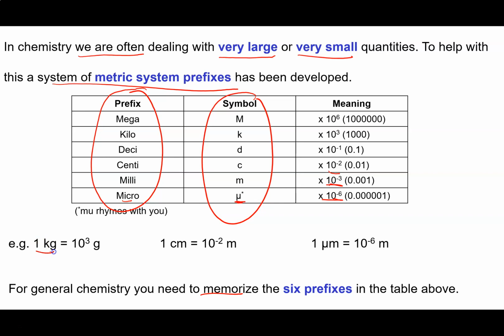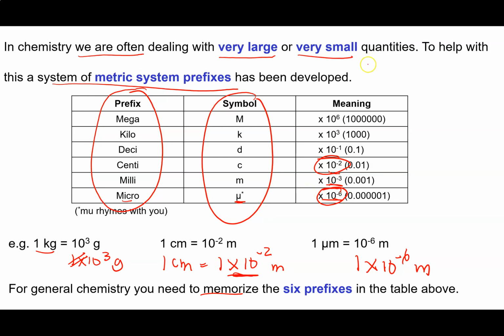So if I write 1 kilogram, what that really means is 1 times 10 to the 3 grams, and of course we can skip writing the 1 if we want to. 1 centimeter really means 1 times 10 to the minus 2 meters. So the letter is just substituting for writing out multiplying by a particular power of 10. 1 micrometer means 1 times 10 to the minus 6 meters, because micro means multiply by 10 to the minus 6. So that's how they work.